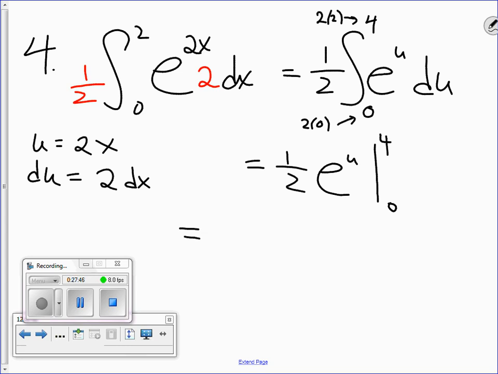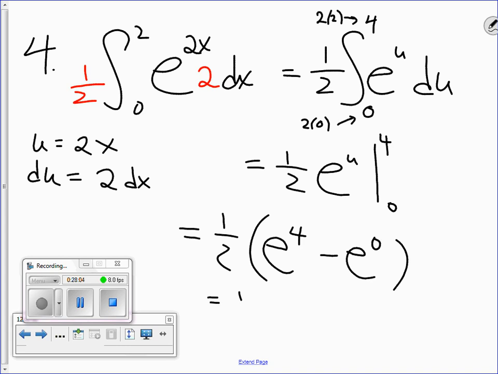Do you want to leave the half out? We'll just plug in, yeah, I think it's easier. Or else you just factor it out at the end anyway. So which one do we plug in first, the 0 or the 4? The 4. So e to the 4th minus e to the 0. What's e to the 0? 1. So we get 1/2 times e to the 4th minus 1. Cool. Perfect.